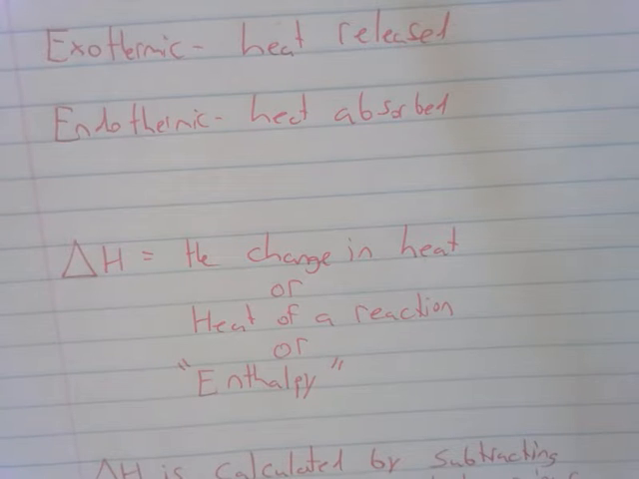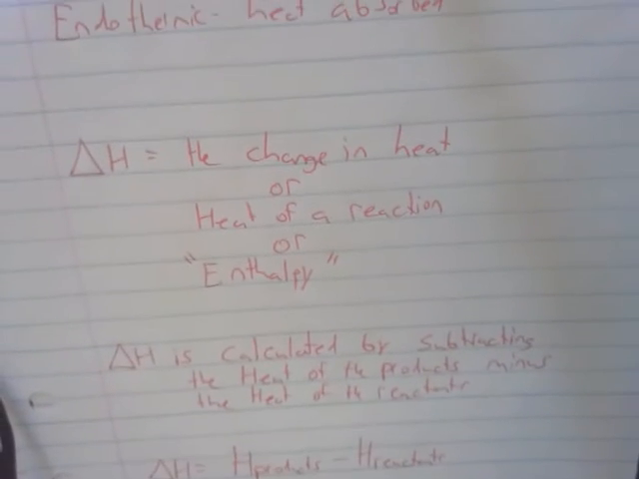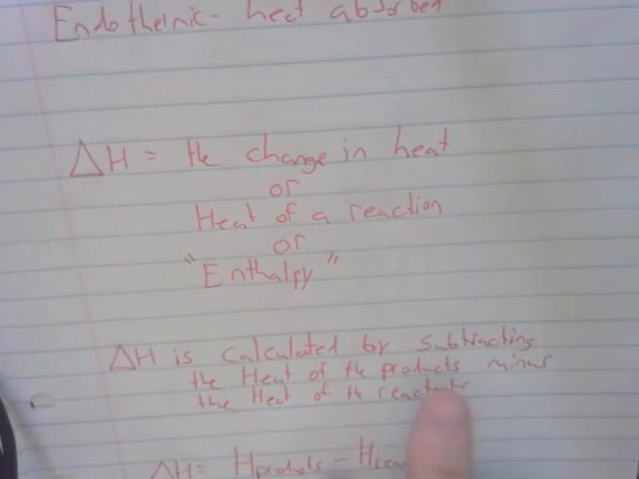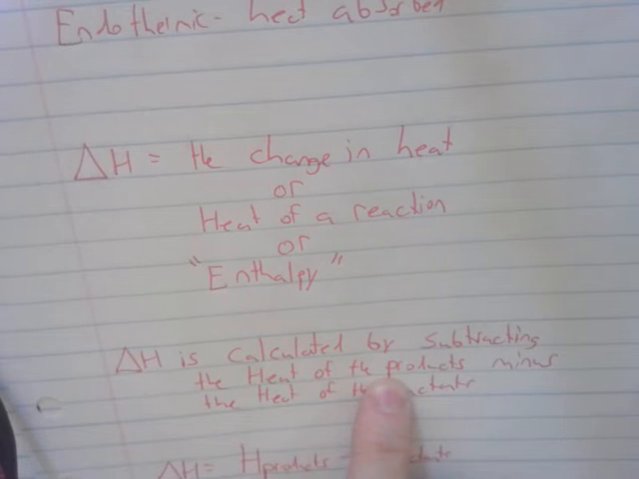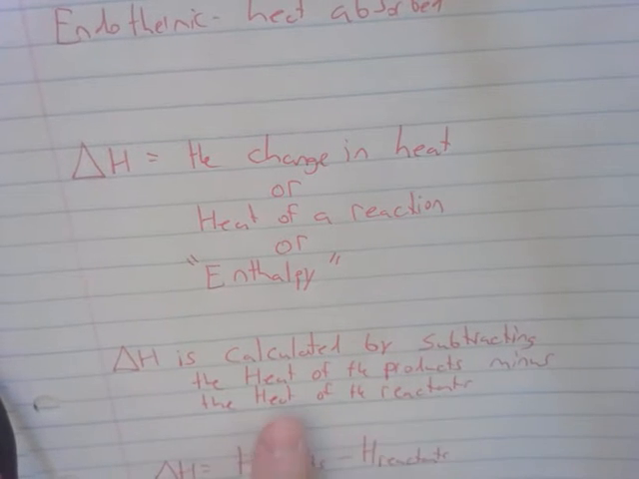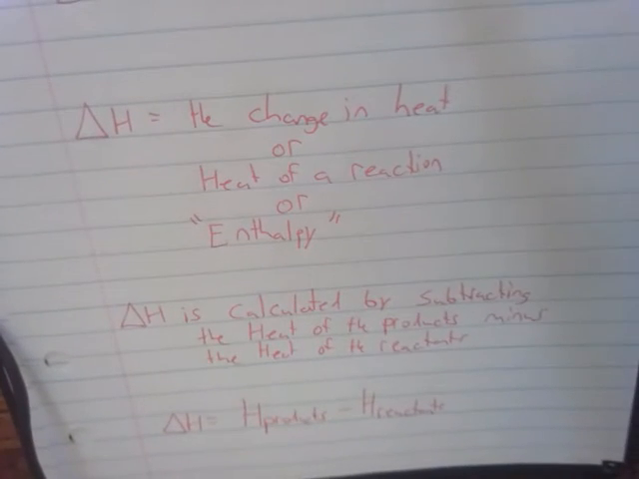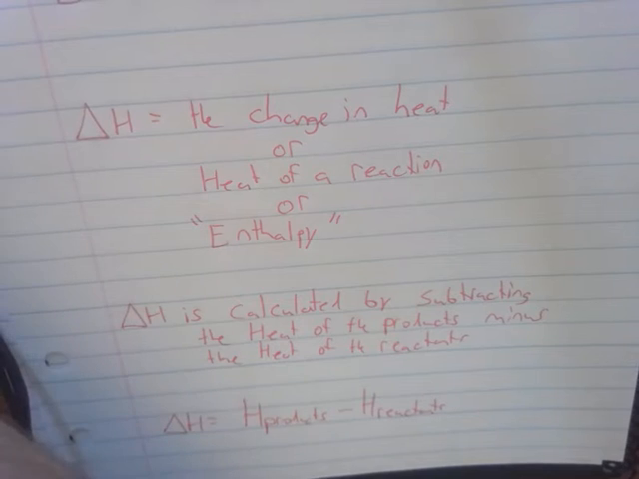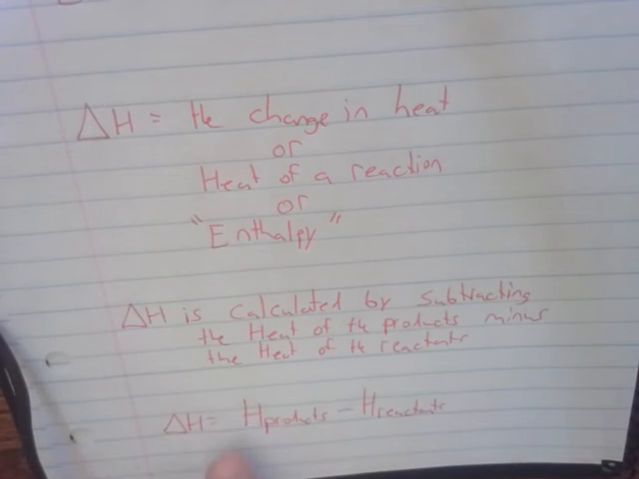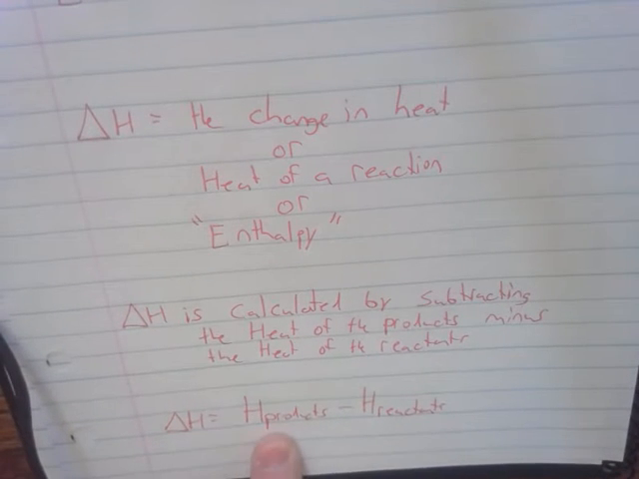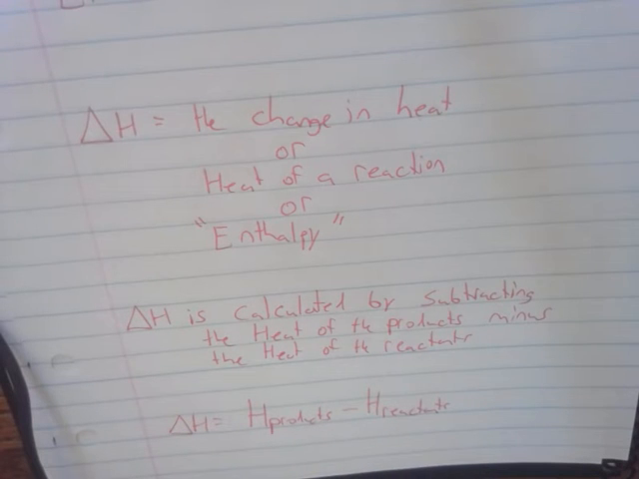Now, how do we calculate the heat of a reaction? Well, the formula for delta H is you take the heat of the products minus the heat of the reactants. So you subtract heat of products minus heat of reactants. Or another way to look at it, delta H is equal to heat of products minus heat of reactants. So let's give an example.